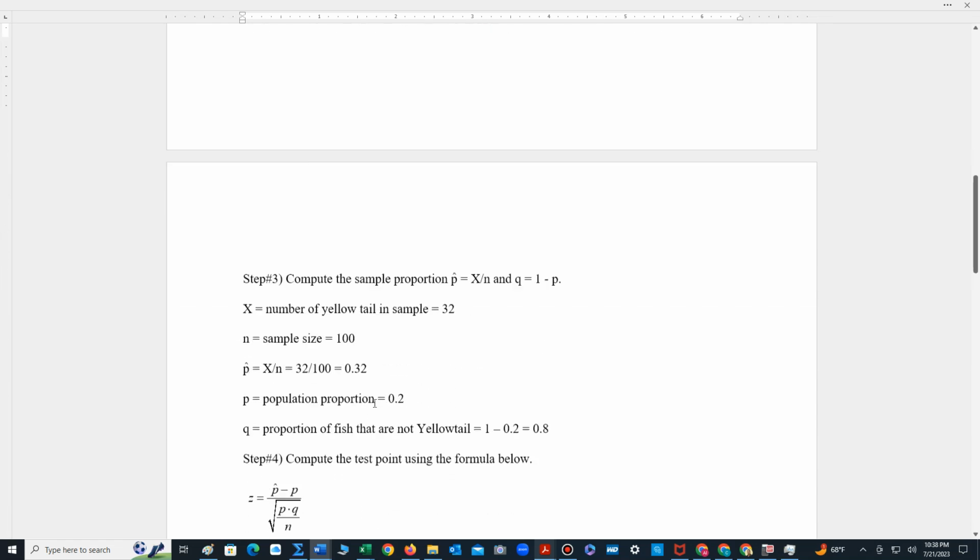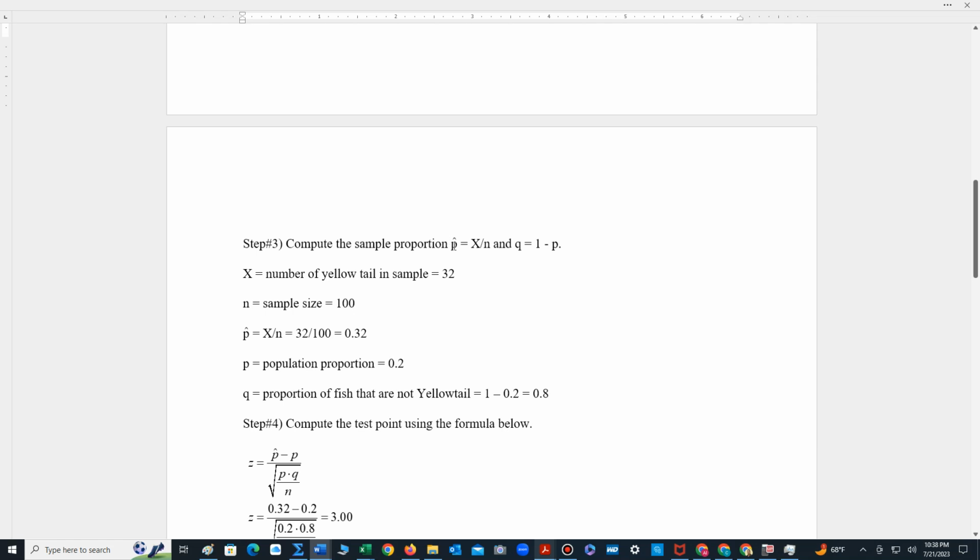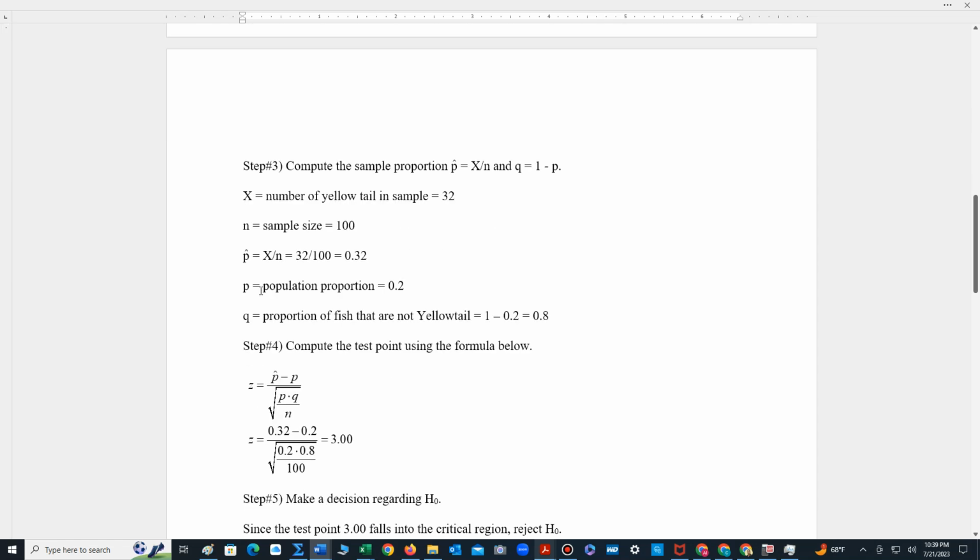Next, we have to calculate our sample proportion p hat. That's x over n. So x is the number of yellowtail, that's 32. N is the sample size, 100. So 32 divided by 100 is 0.32. That's our sample proportion, which is said as p hat. P is our population proportion, which is 0.2. Q is the proportion of fish that are not yellowtail. That's 1 minus 0.2, which is 0.8.